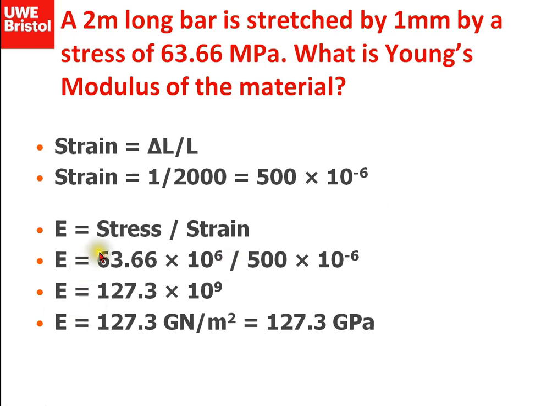Okay, now let's go to our formula for Young's modulus, which is stress over strain. We know what the stress is, we know what the strain is, so can we work out therefore what the Young's modulus is? Our stress is from the question, 63.66 times 10 to the 6. Now let's divide it by the strain, 500 times 10 to the minus 6. And then we have 127 times 10 to the 9. So 127 giganewtons per meter squared.